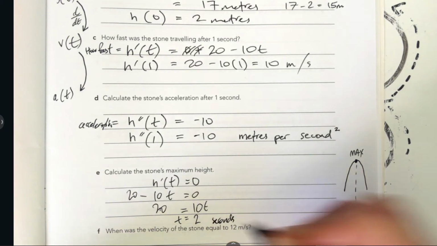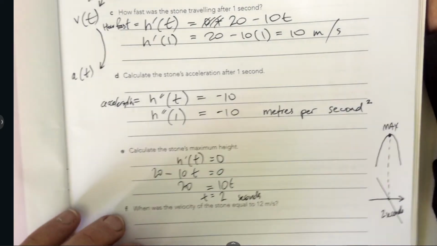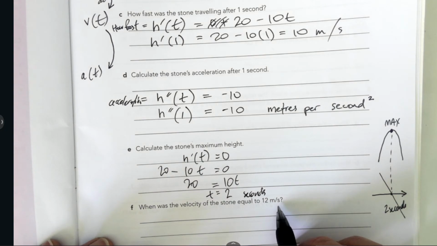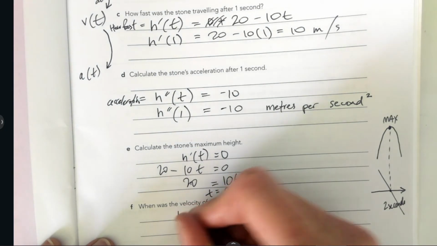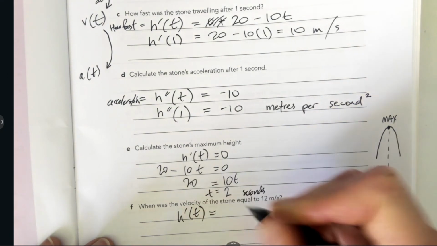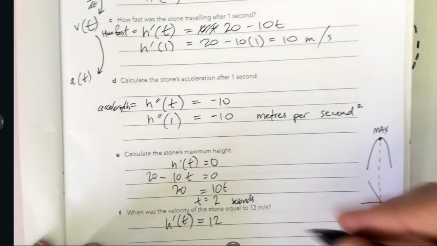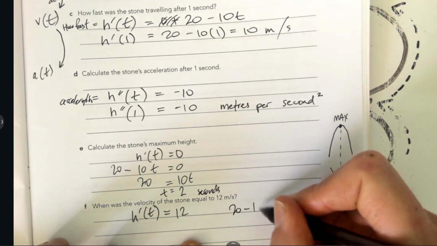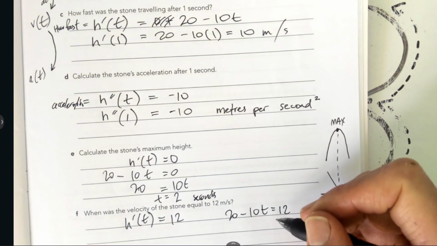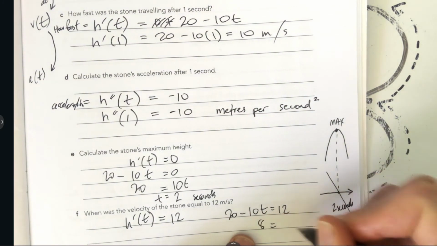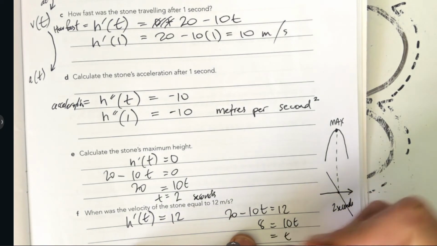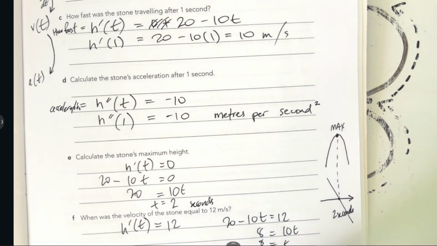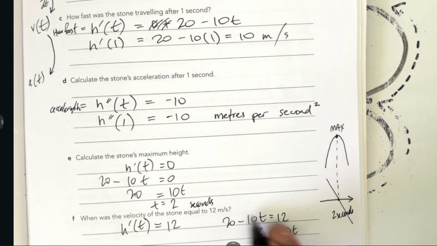Okay, one more question. When was the velocity of the stone equal to 12 meters per second? Okay, velocity, so h dash of t being equal to 12. So we're just pretty much doing exactly what we did over here. I want to try and fit it on the screen for you. 20 minus 10t equals 12. Let's do some rearranging. 8 equals 10t. T equals 8 over 10. 0.8 equals t. Wonderful.